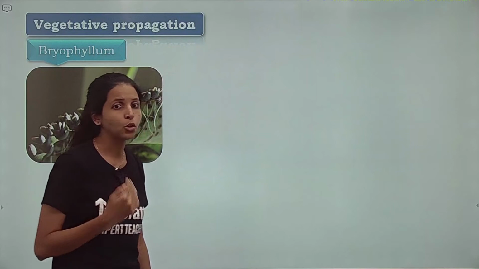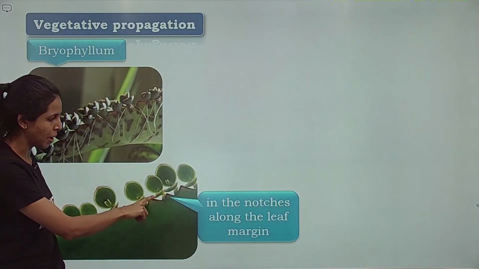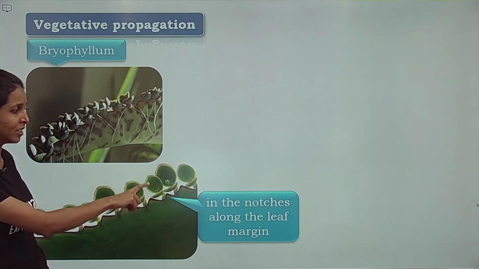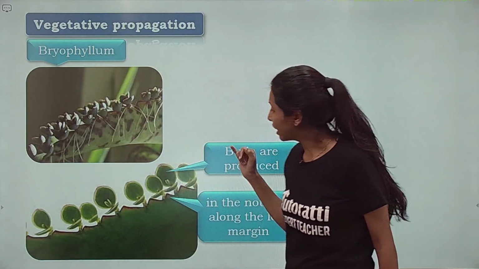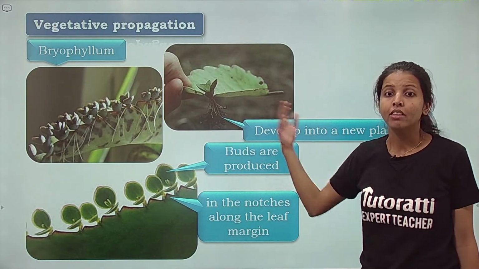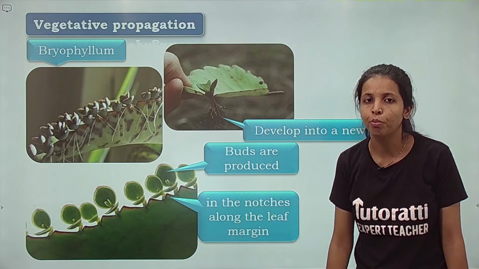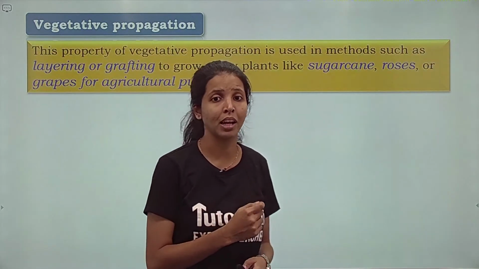For instance, you have bryophyllum. Bryophyllum के ऐसे notches होते हैं margins के ऊपर, as you can see. There are going to be leaf margins. Kids, अगर ये bud आपने आगे जाके उसको soil में डाला, they are going to develop into a new plant. So example of vegetative propagation, bryophyllum है हमारे पास.